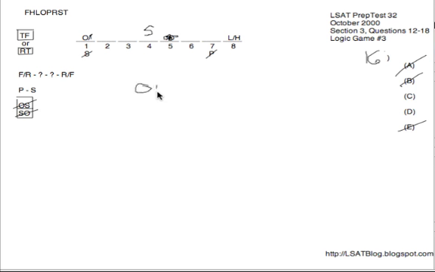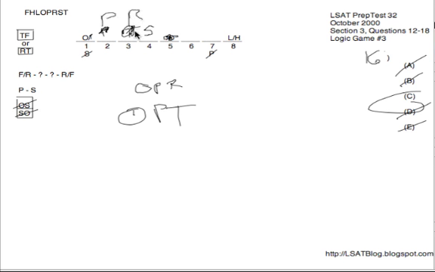Now we have either OPR or we have OPT. Now OPT is not going to work because if you place it in there, how are we going to satisfy either TF or RT? It simply isn't possible. So for that reason, OPT is impossible, D is eliminated, leaving C as our answer for number 16. I'll just put down OPR to show you what happens.